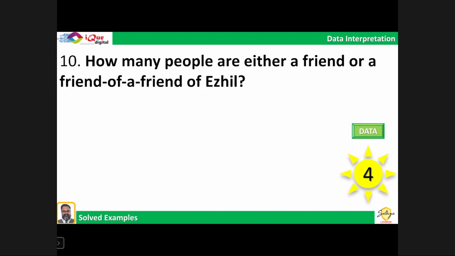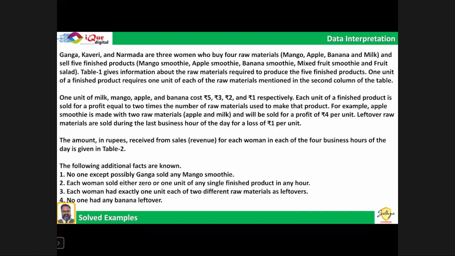Okay. Now the third one, very interesting set. Third, it takes time to solve it, but once you get how to do it, it's actually pretty interesting. So take a look at the third one, the mangoes, apple, banana, milk question. Give me a heads up when you are done or when you want me to show how to solve this question.